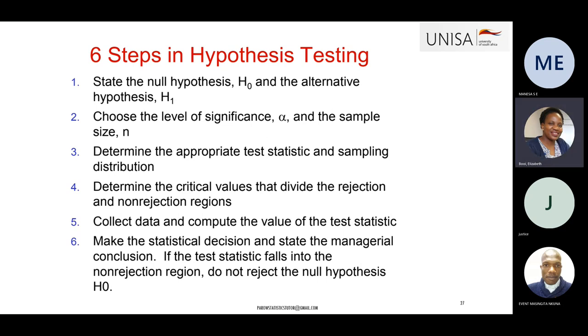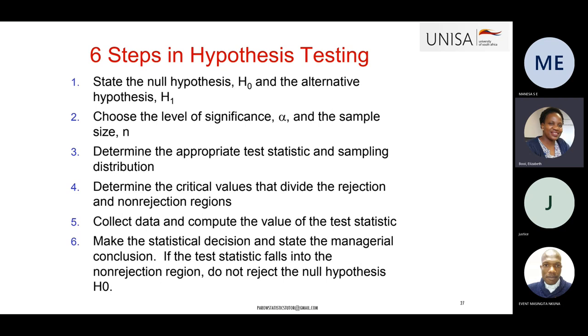Then step number 5, you need to calculate your test statistic, whether it is a Z test statistic for the mean, or the T test for the mean, or for the proportion. You need to be able to calculate the test statistic. And the test statistic here, we are using the Z score or the Z value formula that we learned in the sampling distribution. It's one and the same.